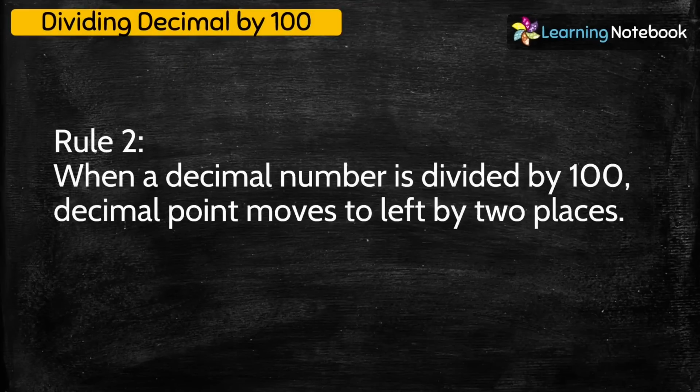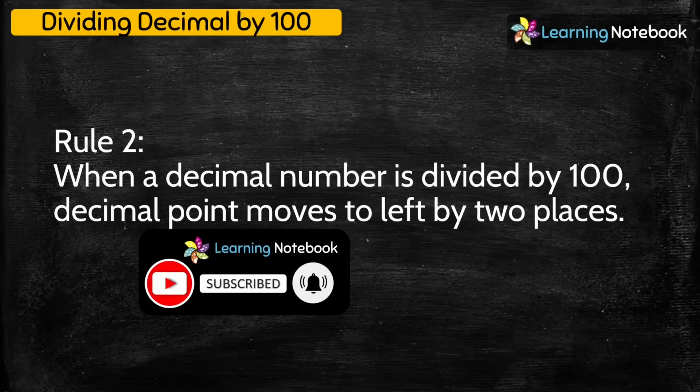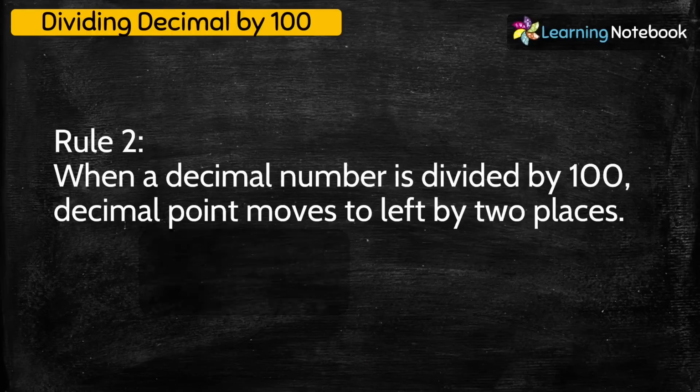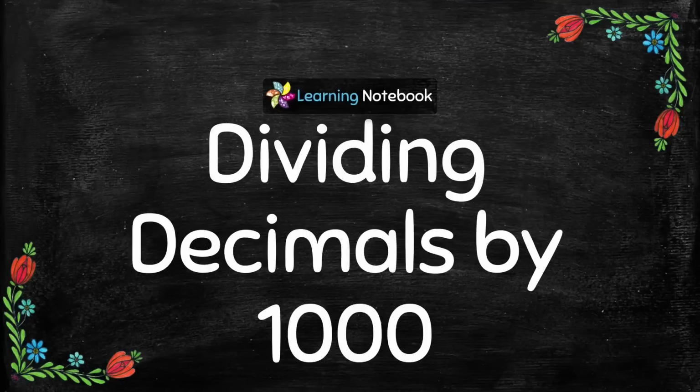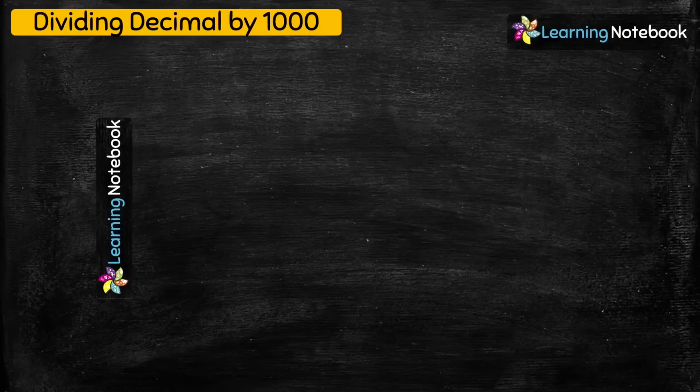So our rule number 2 is, when a decimal number is divided by 100, the decimal point moves to the left by 2 places. Next, let's learn how to divide decimals by 1000. Question is, divide 4.5 by 1000.